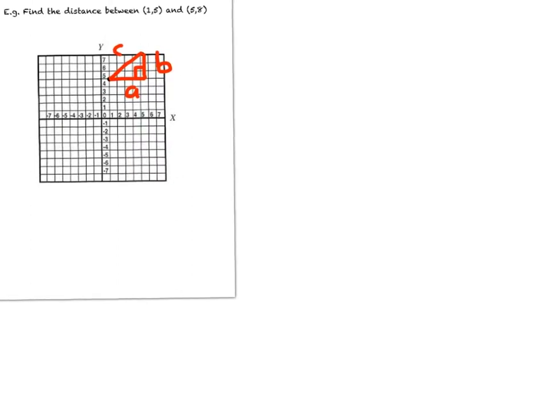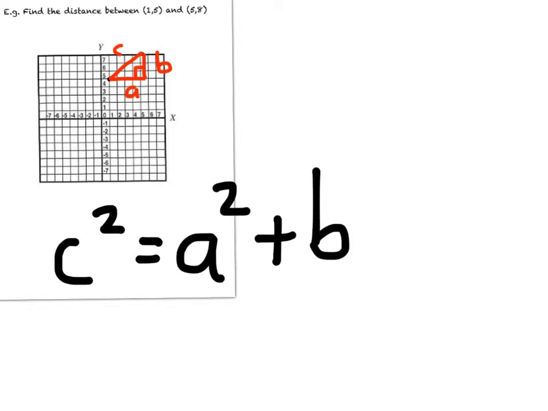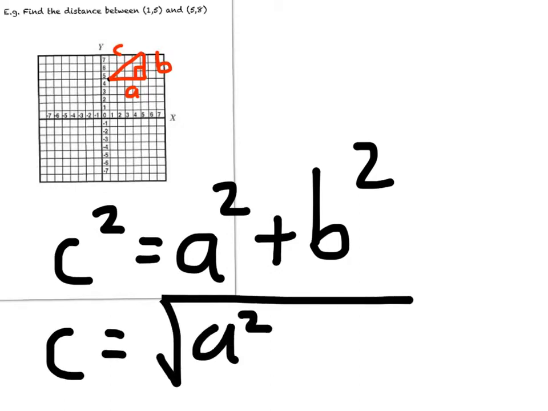Okay. Pythagoras' theorem states, let me just change colours, that c squared equals a squared plus b squared. Written another way, c equals the square root of a squared plus b squared. Now just remember here that squaring a number is the opposite of finding the square root. So that in effect is saying the same thing. C squared equals a squared plus b squared. C just equals the square root of a squared plus b squared.